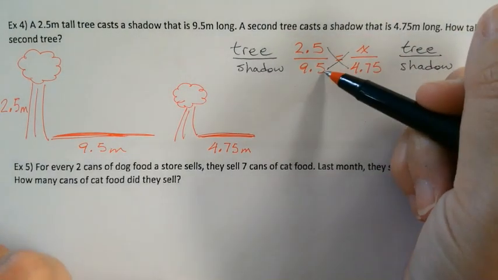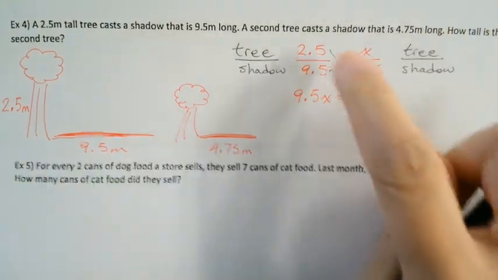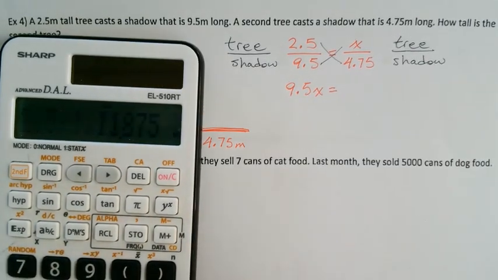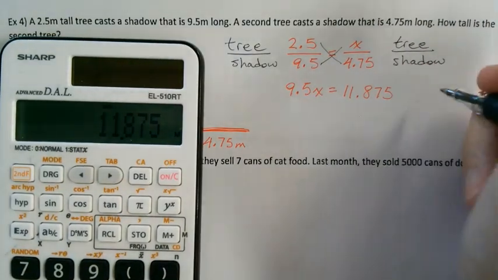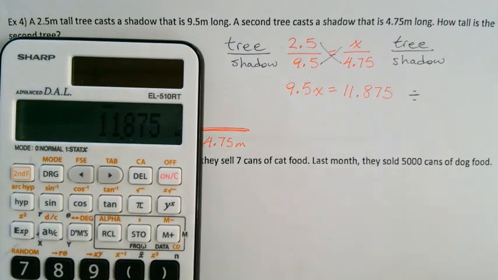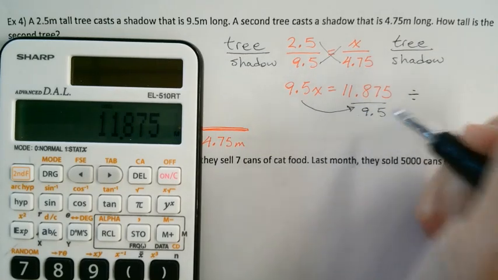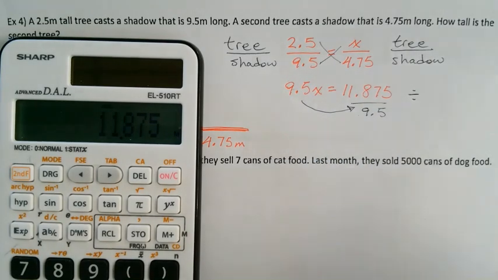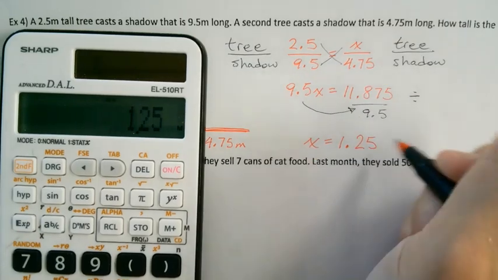So cross multiply, 9.5 times x is 9.5x. 2.5 times 4.75, you get 11.875. And then the last step is divide. So this divided by that. You always divide by the number in front of the x. And so you get x equals 11.875 divided by 9.5. So x equals 1.25.